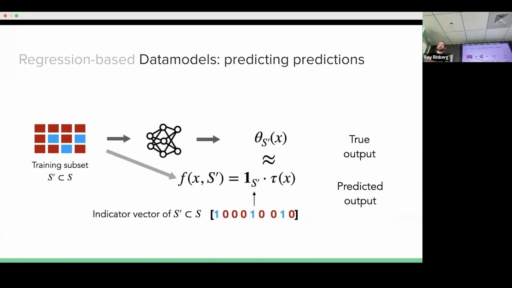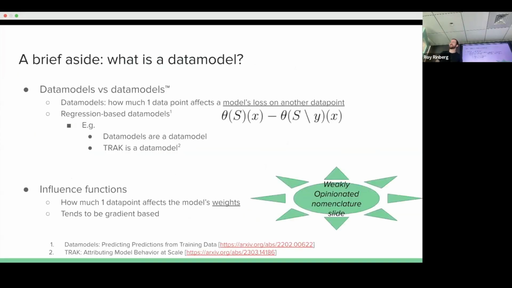Basically, data models is this paper from roughly a couple years ago where they ask, can we predict predictions? And the answer is yes. And what you do is you take your data set and you say, data models.